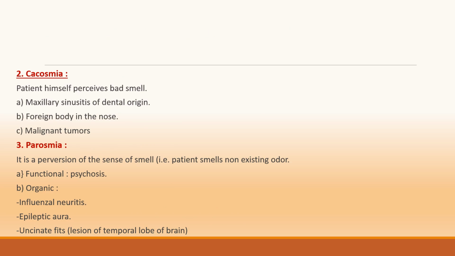Cacosmia. Patient himself perceives bad smell, like in maxillary sinusitis of dental origin, foreign body in the nose, malignant tumors. Parosmia. It is the perversion of the sense of smell, which means the patient smells non-existing odor. It can be functional, psychosis, or organic like influenza neuritis, epileptic aura, or uncinate fits, which are due to lesion of the temporal lobe of the brain.